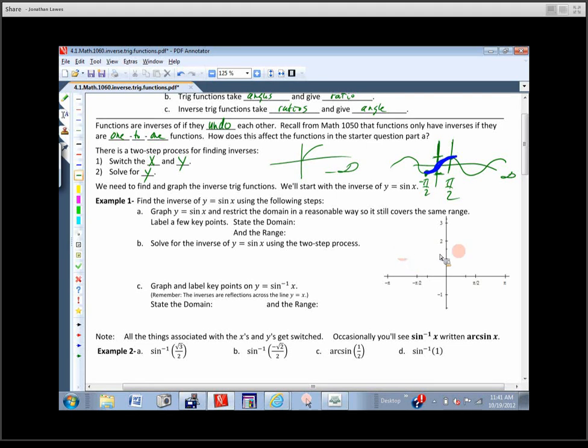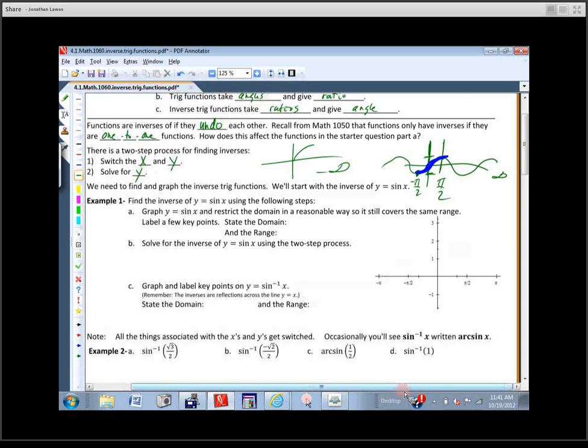Okay, so let's come back down here to this nice looking graph here. It says graph y equals sine x. Use that restricted domain so it still covers the same range. So we're going to go from negative pi halves and negative 1. So we're going to go from right here to 0 to here. So it's going to look something like this. Just a tiny little piece of the sine graph. It's a function. It's 1 to 1. It still covers from negative 1 all the way up to 1 on the range.